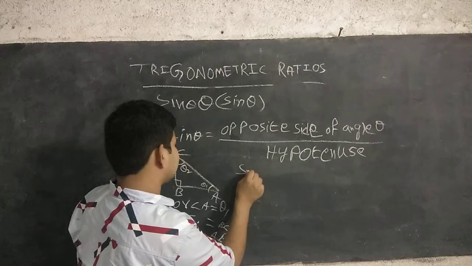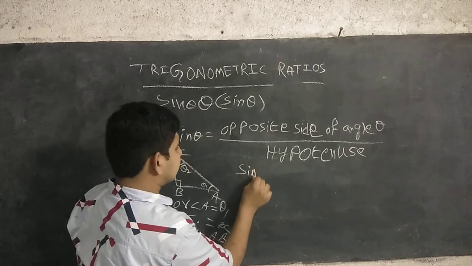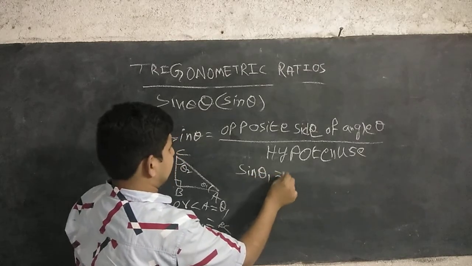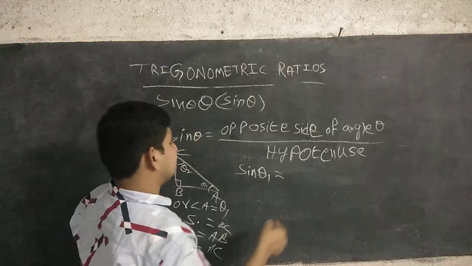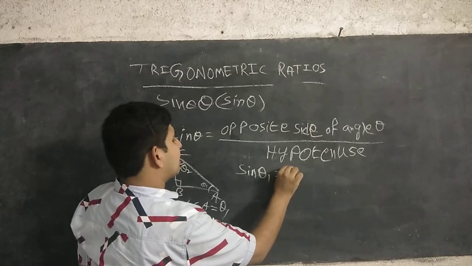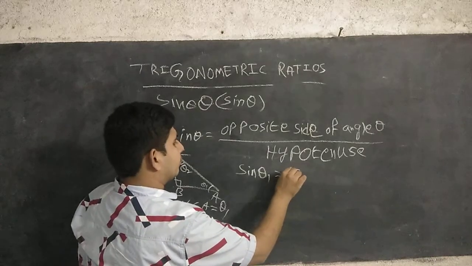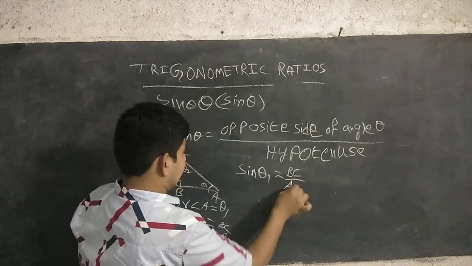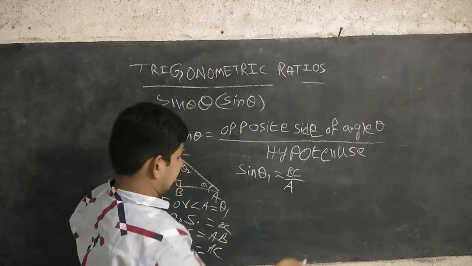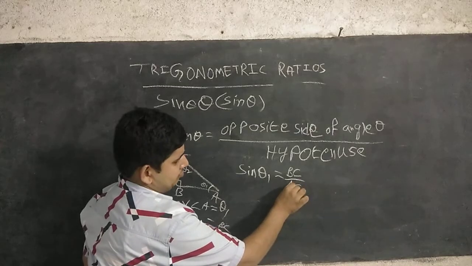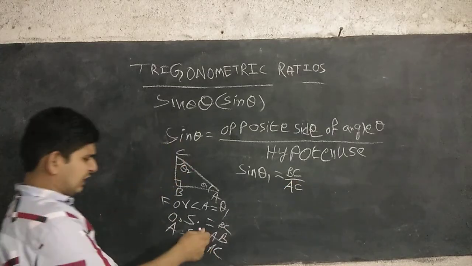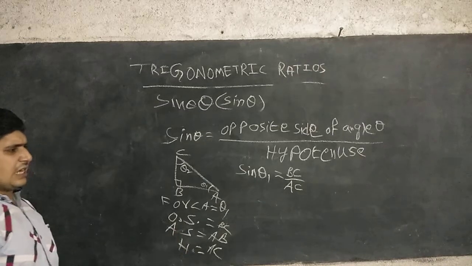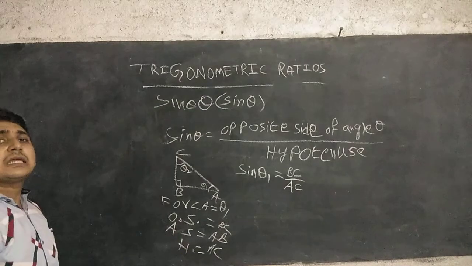So for angle A equal to theta 1, sin theta 1 equals the opposite side over the hypotenuse. The opposite side equals BC, the hypotenuse equals AC. So sin theta 1 equals BC by AC.